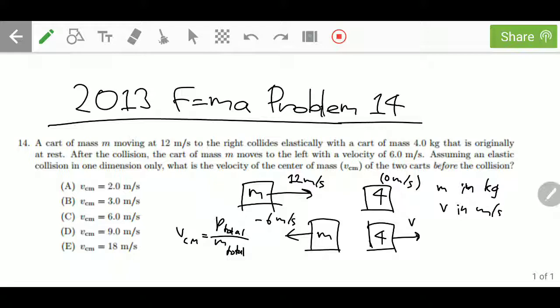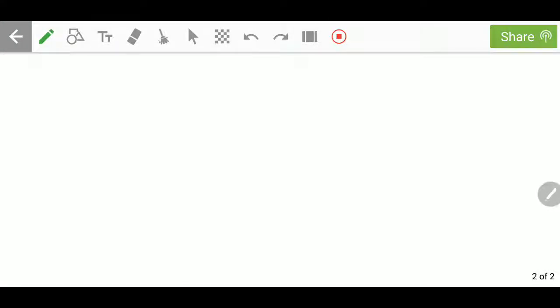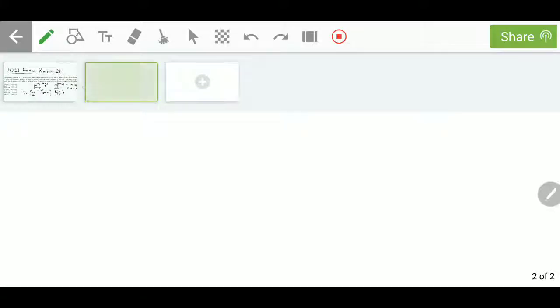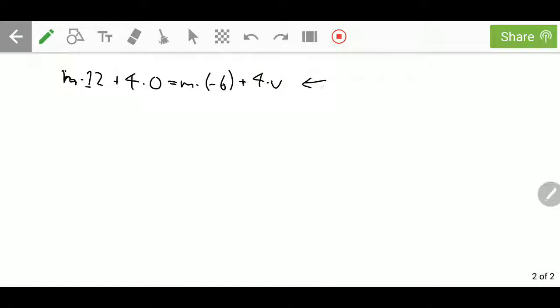So now, let us set up our equations. Our first equation will be the conservation of momentum. So we have m times 12 plus 4 times 0 equals m times -6 plus 4 times v. That's conservation of momentum.